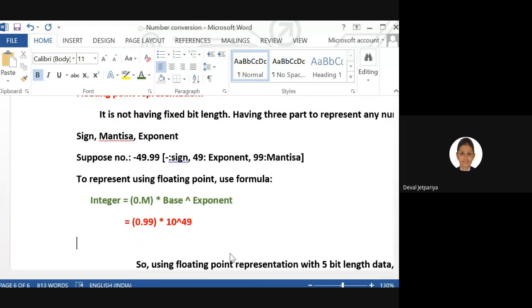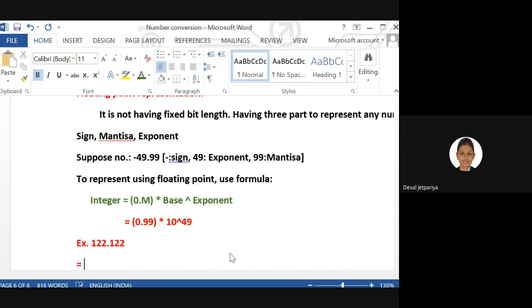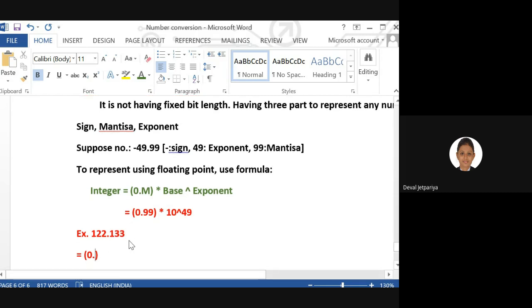Suppose we have one more example, and how you can represent 0.m, where m is the mantissa, and the mantissa is after the point. So 133 times, what is the base value? Let's assume the particular value is in decimal form. So 10 raised to the exponent. So here the mantissa is 1 to 2.